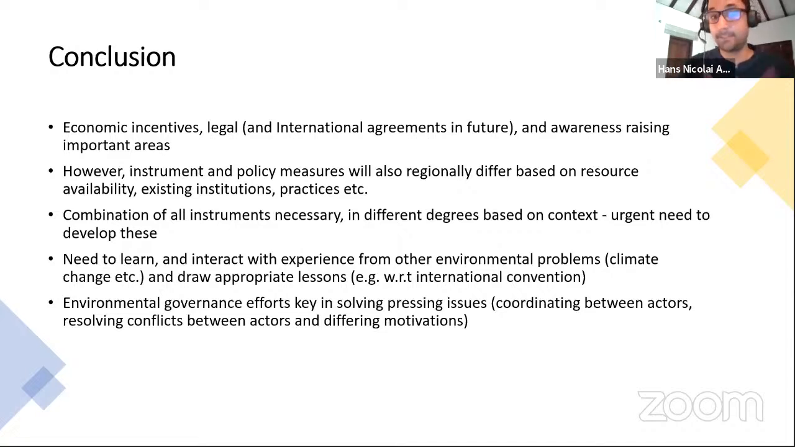And this is a process of trial and error, but it needs to be started soon. And it needs to be something that we have to be very, very aware of if we want to improve this issue more sustainably. So thank you very much.